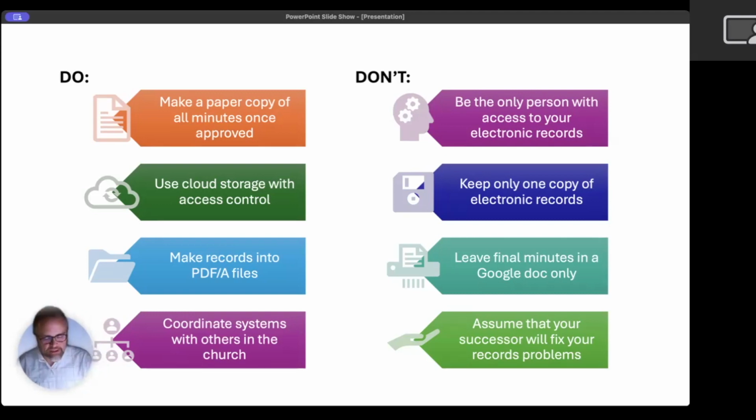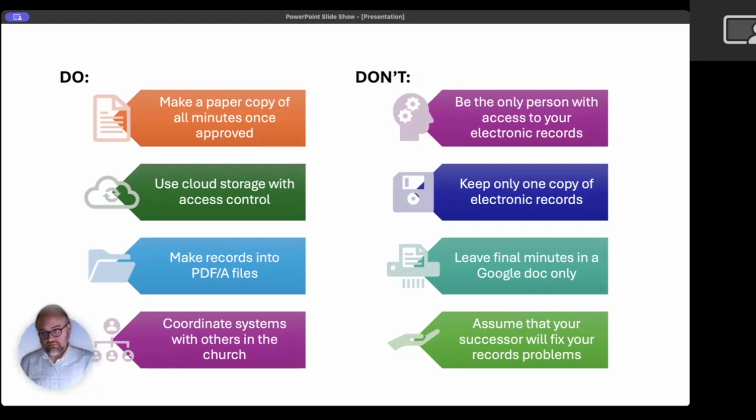Coordinate your systems with whatever else your church is doing. This kind of relates to the cloud storage with access control. Some of you mentioned you're on the church's Google Drive now. Use the church's Google Drive, not your Google Drive. We in the Presbytery can help you get some of that set up so that you share it, you can get access control that gives people the levels of access that they need, rather than giving everybody the privilege to edit everything so they can go in and almost always unintentionally, but occasionally intentionally, change the permanent records of the church.